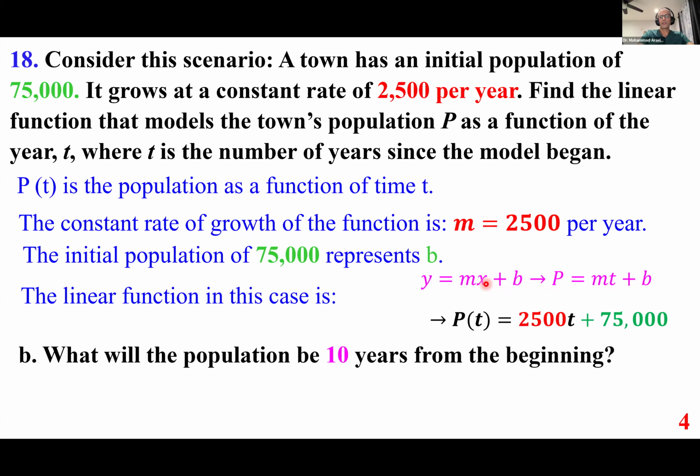What will be the population 10 years from the beginning? Replace the t with 10. The product is 25K and 75K is 100K. 100,000 is the answer. Pretty straightforward, everybody.